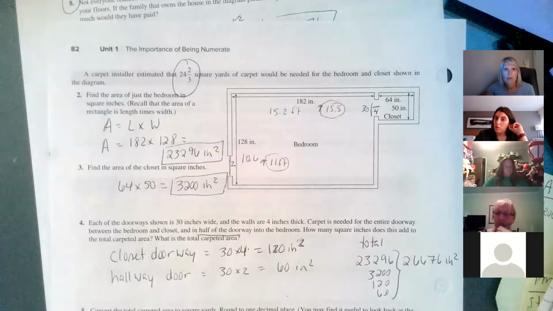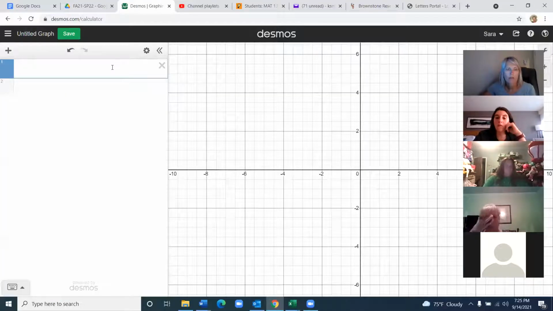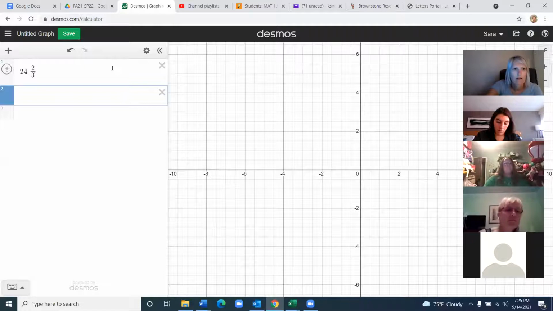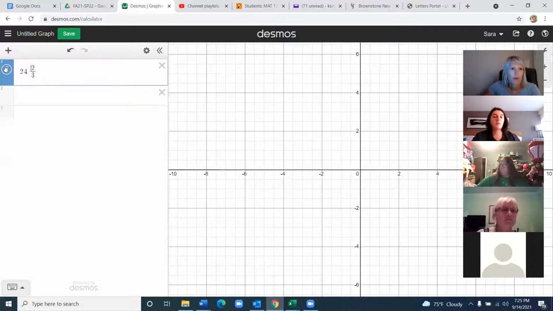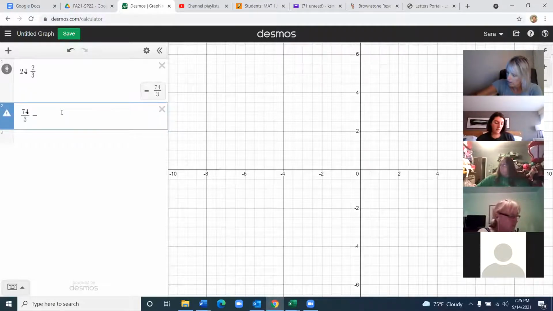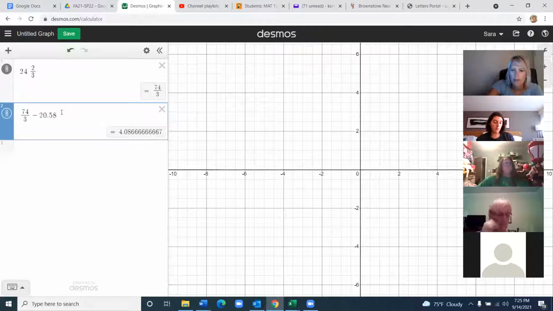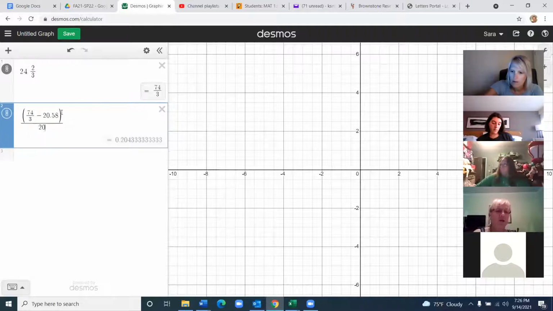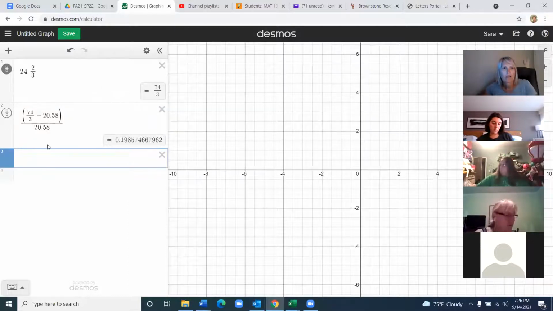Let's see where my Desmos is here. 24 and 2/3. Okay, so 74/3. And then you could take and subtract 20.58. That's one way to do it. You don't have to do it twice because it's squared. No, we're doing a difference. Oh, okay. So you could do it that way. It should come out to be 19.85 or 19.87.